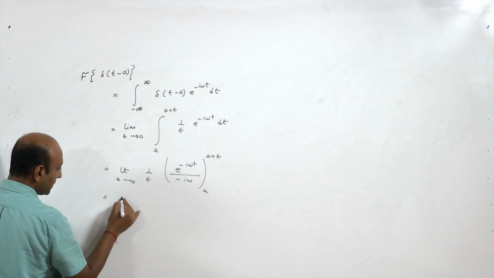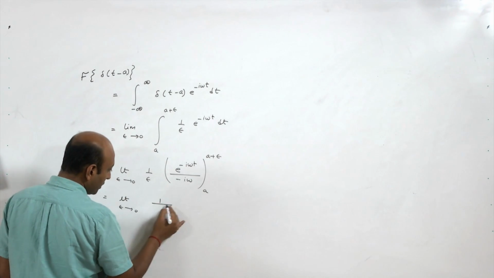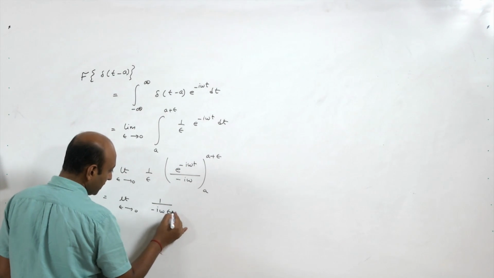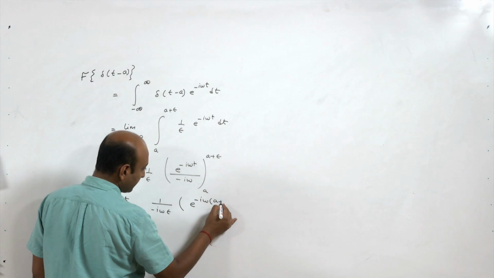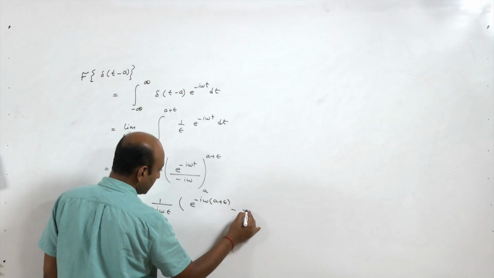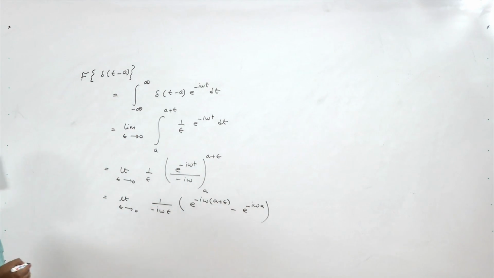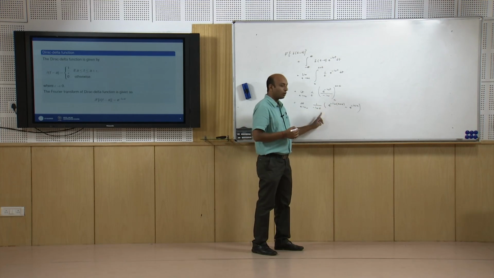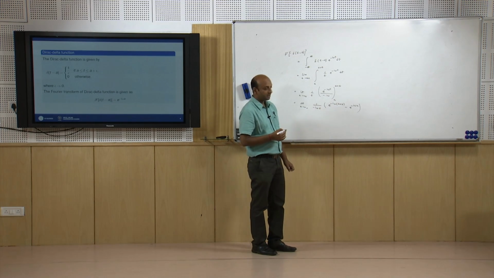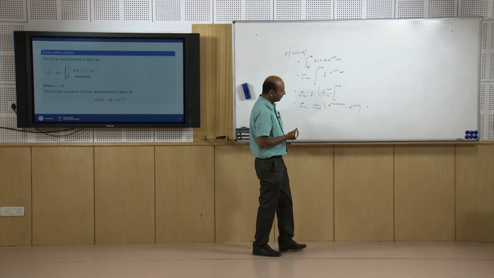Now, it is nothing but limit epsilon tends to 0, 1 upon minus iω can come here, and it is e to the power minus iω(a plus epsilon) minus e to the power minus iωa, applying upper limit minus lower limit. Now, when epsilon tends to 0, it is a 0 by 0 form. So, you will apply L'Hospital's rule to simplify this. So, you will take the derivative of the numerator and the denominator.